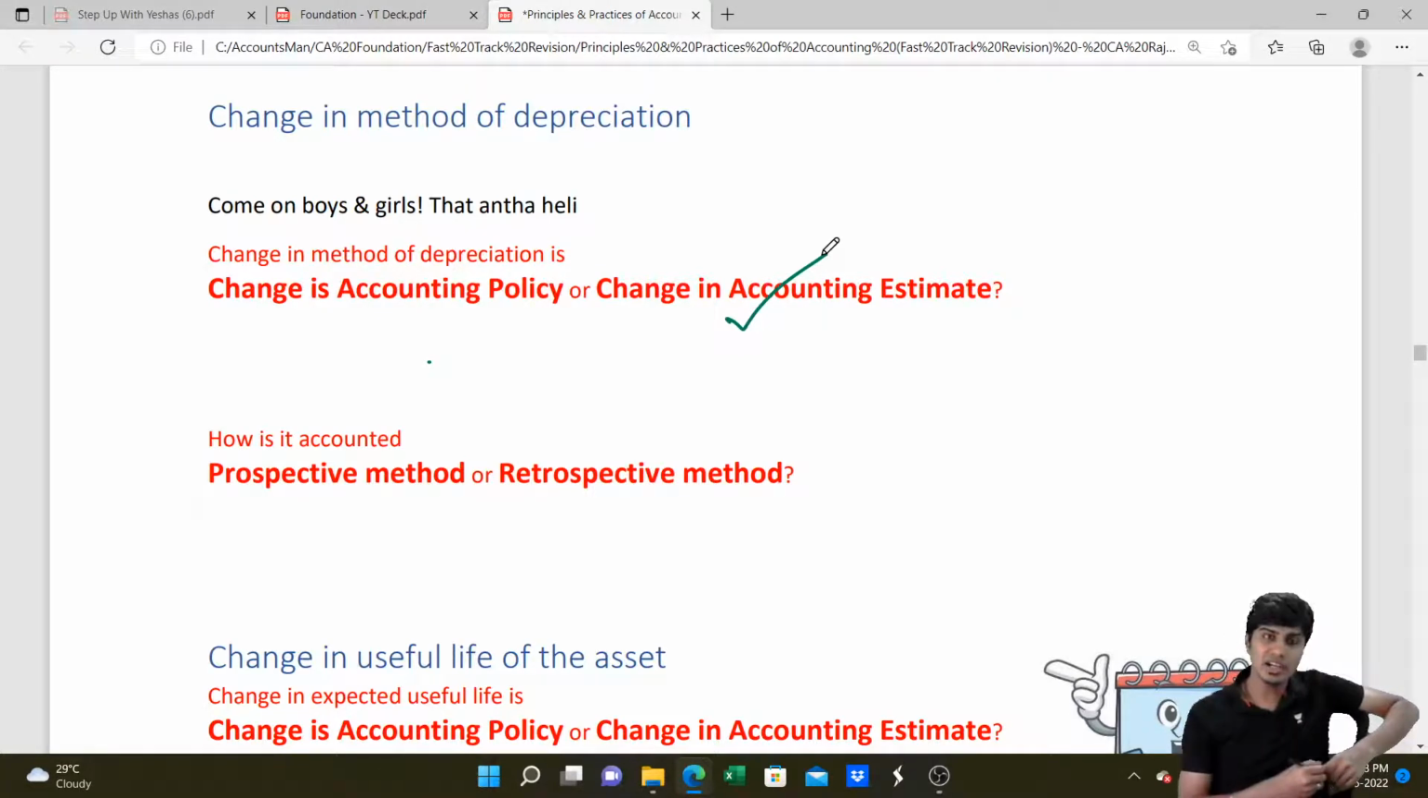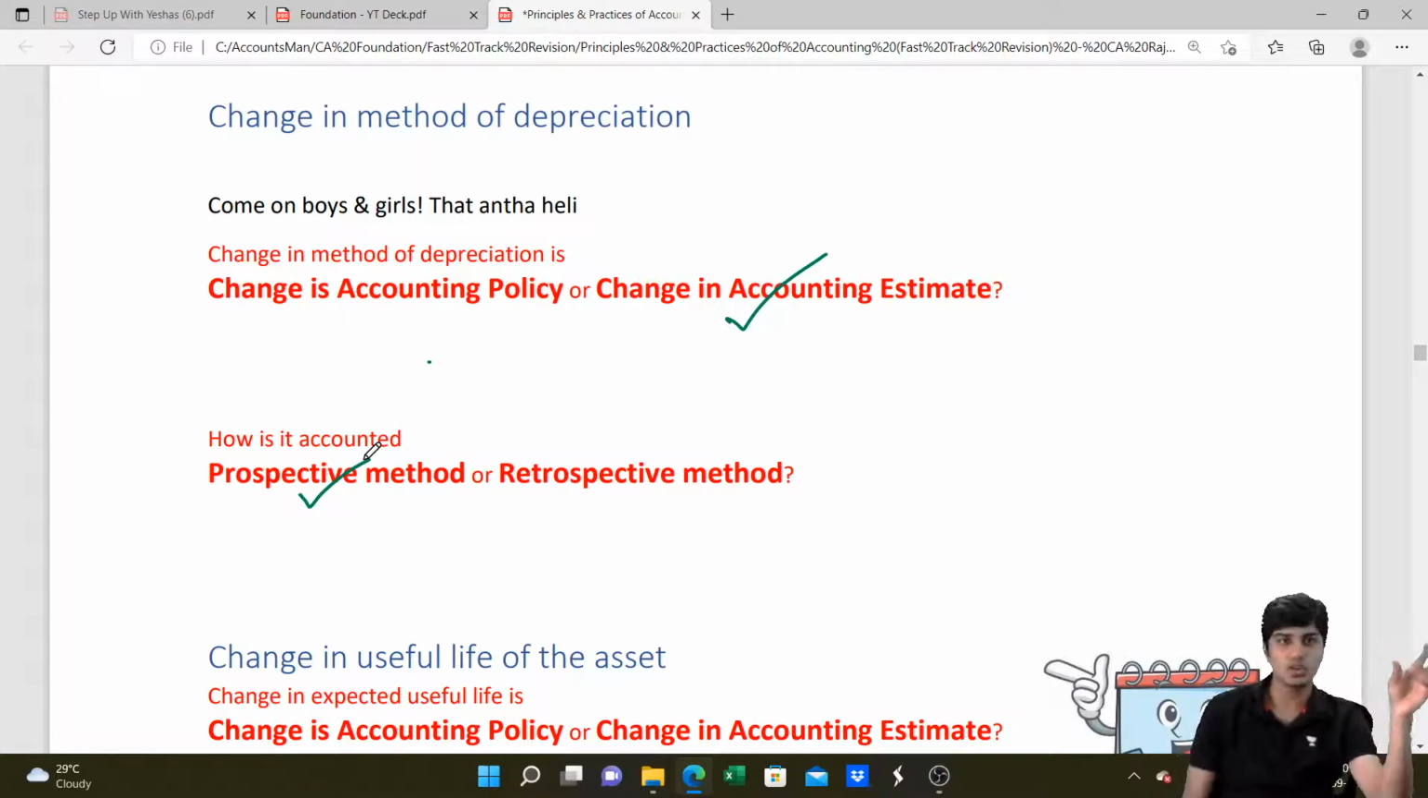And how is it accounted? Whenever there is a change in accounting policy, we go for the retrospective method. And whenever there is a change in accounting estimate, we will always apply it prospectively. Prospectively means, just imagine you change the method of depreciation from SLM to WDV. You have previously followed SLM for the last 4 years. Now you say no, SLM is not correct, we should follow WDV. You are not going to recompute the depreciation of the last 4 years.